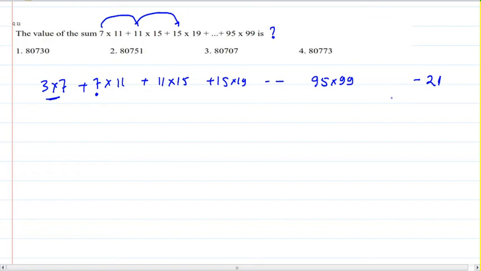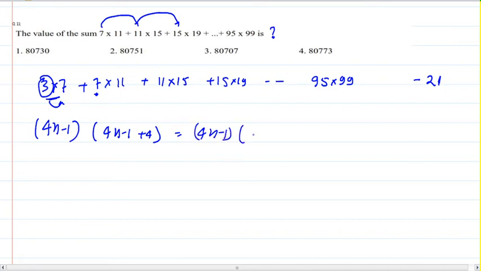Why? Now I see this number is a multiple of 4 minus 1. This number is 4 into 2 minus 1. This number is 4 into 3 minus 1. So directly I simplified my first term. And what is here? Plus 4. So 4n minus 1, plus 4. So what I have here is 4n minus 1 multiplied by 4n plus 3.